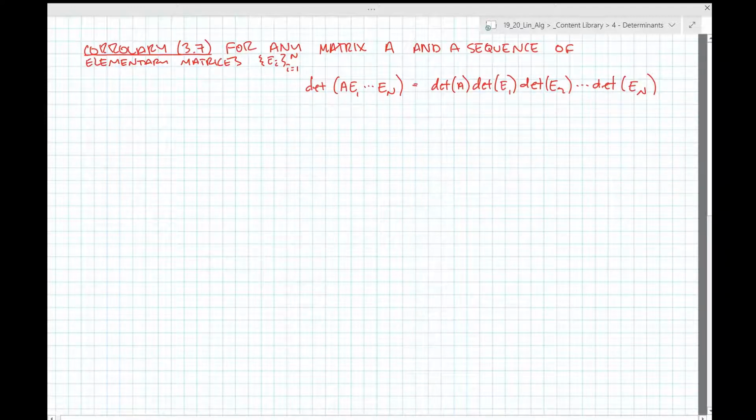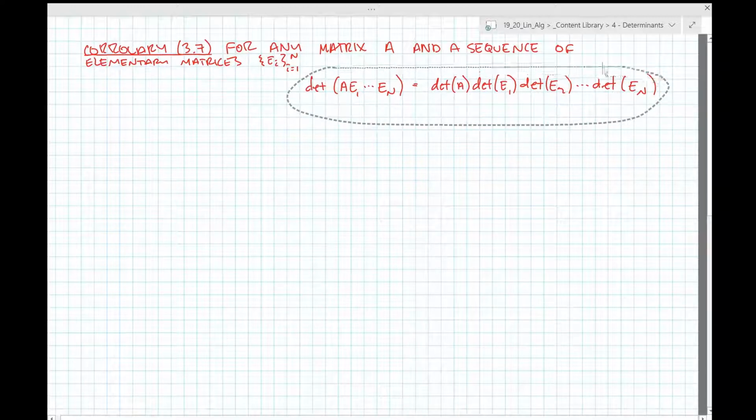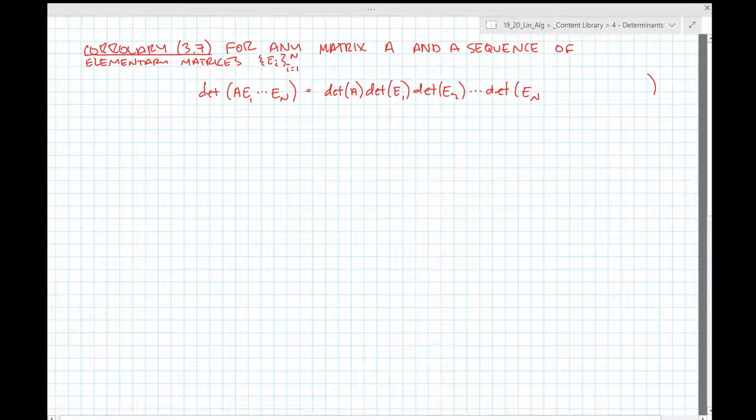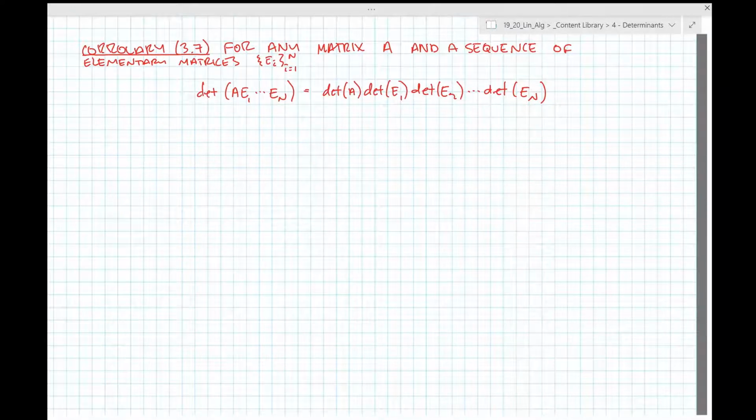This is like the lemma that we had earlier, just played out n times in a row. And this is an important piece that we're going to use to prove some of the theorems that we talked about before.